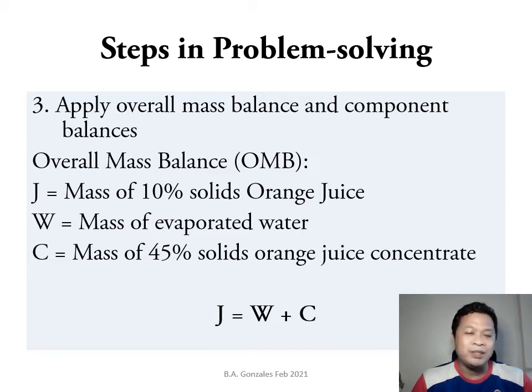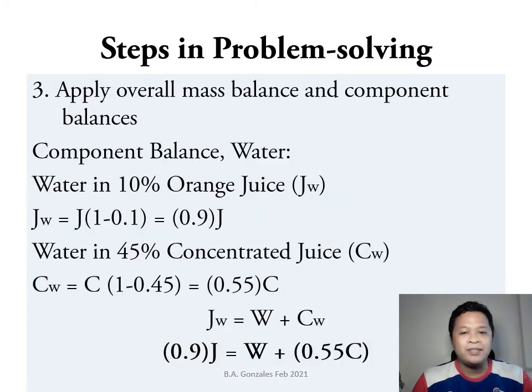And then assign arbitrary variables, usually yung medyo logical dun sa pangalan ng product para sa mga streams natin. So we have J as the mass of your 10% solids na orange juice, W as the mass of the evaporated water, and C as the mass of the concentrate, which has 45% solids. So in the previous slide, we did our overall mass balance. Now we move to the component balances.